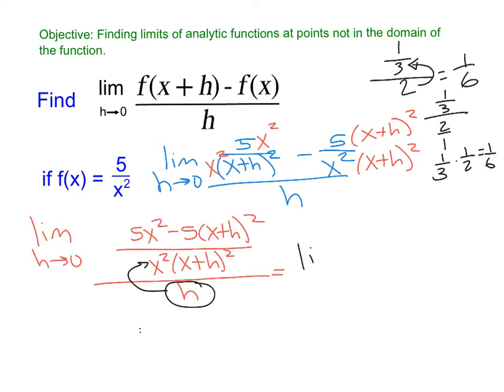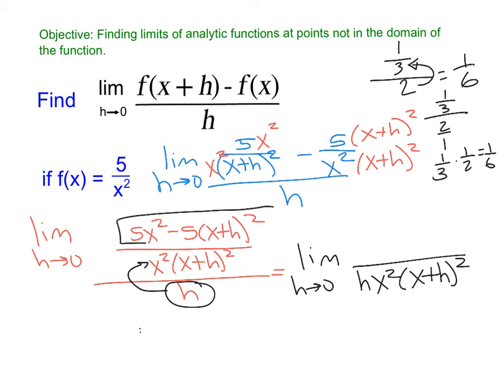So this is the limit as h approaches 0. So this denominator is h times x squared times (x plus h) squared. Now go through and simplify that numerator. So we have 5x squared minus 5x squared minus 10xh minus 5h squared. Again, stuff should cancel if we did it right.